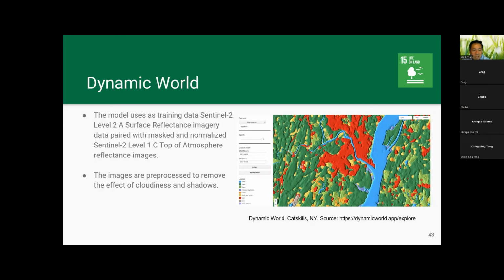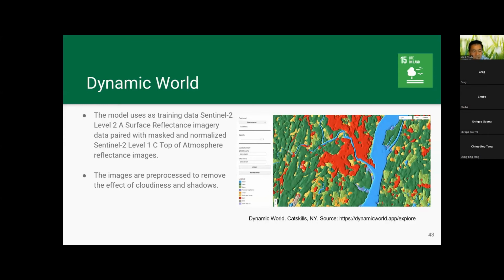So they use as training data Sentinel-2 level 2 surface reflectance imagery data. You see that plants, water, and so on reflect light differently, right? Depending on infrared, visible light, some are reflected differently by this land cover, and then you can use that to identify what is on the land, right?